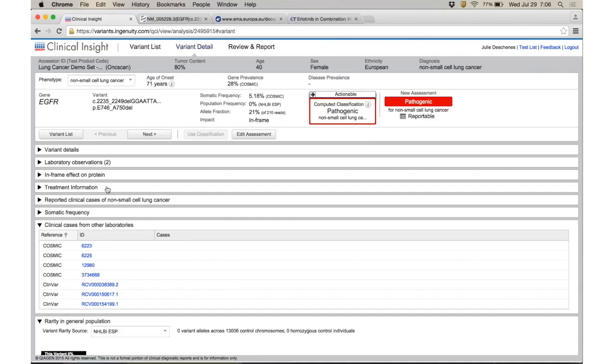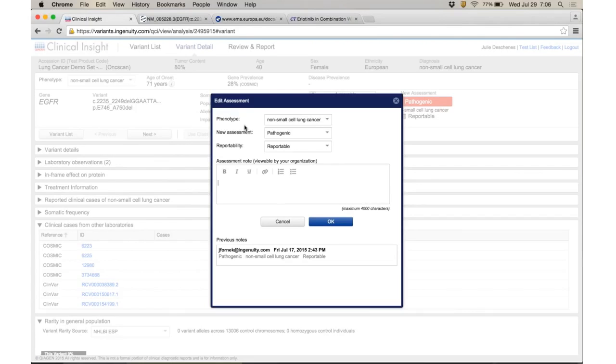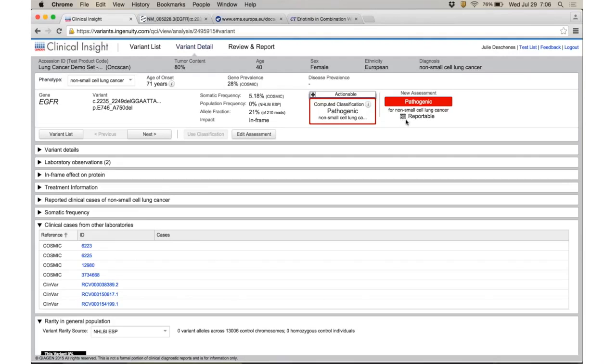When you're comfortable and you have decided that this variant is of interest, you can click Edit Assessment and report this variant. You can change the phenotype if the phenotype is not appropriate. You can decide a new assessment, so you can go pathogenic, likely pathogenic, and so forth. You can make it reportable or not, add a note. And you will see who else has added notes and made that variant reportable. And once you're done, we can see here that this variant is now reportable. We have decided to make it pathogenic, and it's for non-small cell lung cancer indication.